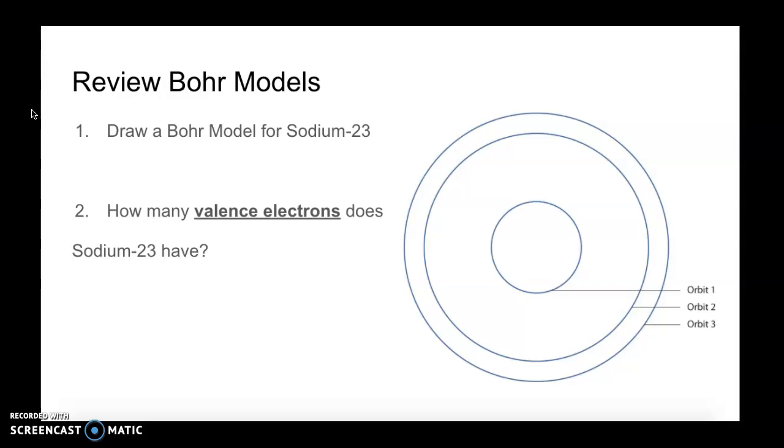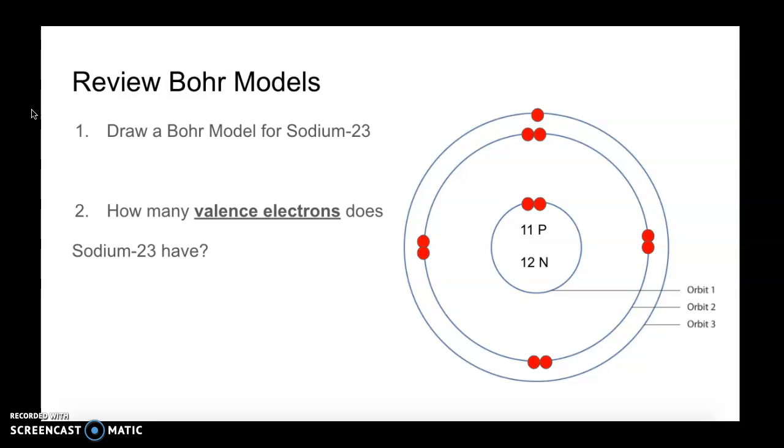One more review problem, sodium. Find sodium on the periodic table. You will see its atomic number is 11. So that's 11 protons. It will also have 11 electrons. The neutrons, though, from the mass of 23, 11 plus 12 neutrons is 23. So let's place all 11 electrons: 1, 2 on the first ring, 3, 4, 5, 6, 7, and 8 on the second ring. And then the 11th electron would go on the third ring.